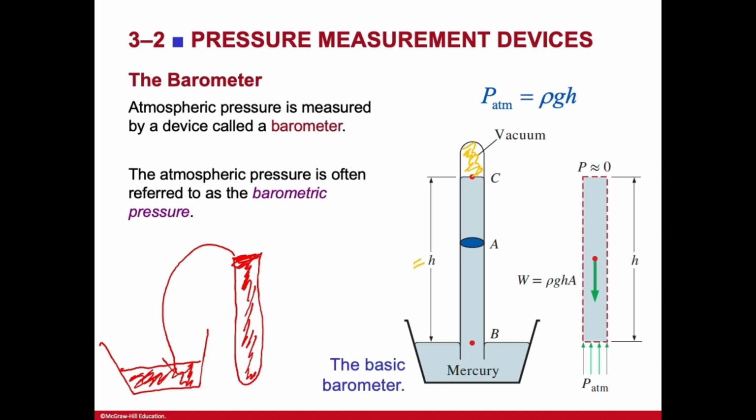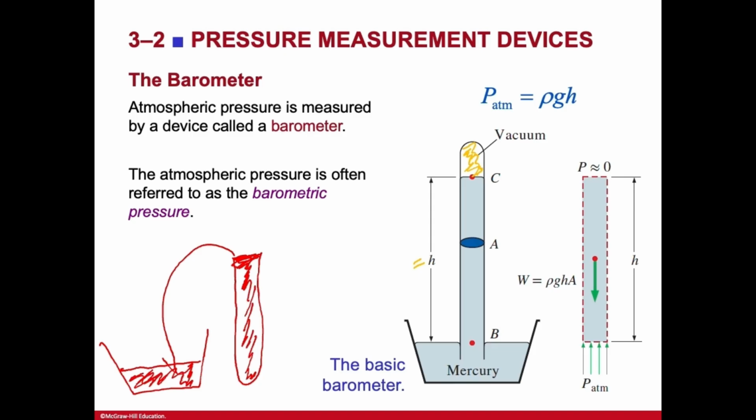That h, the height of the mercury column, can be used to measure atmospheric pressure. And the way it works is based essentially on the definition of pressure and force balance, right? And we can look at that.